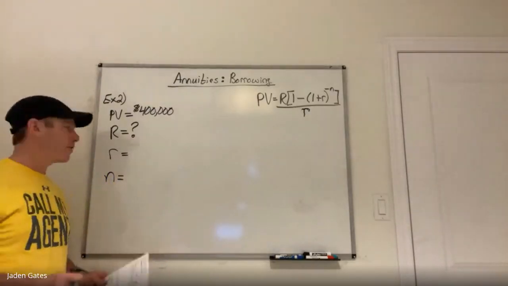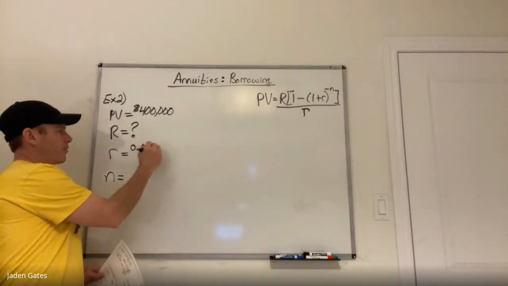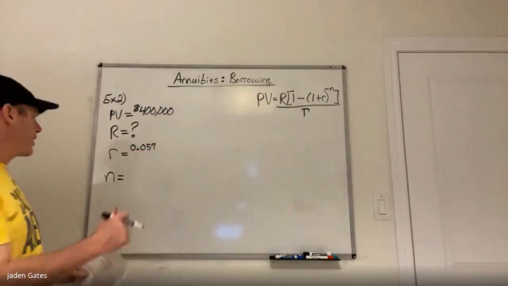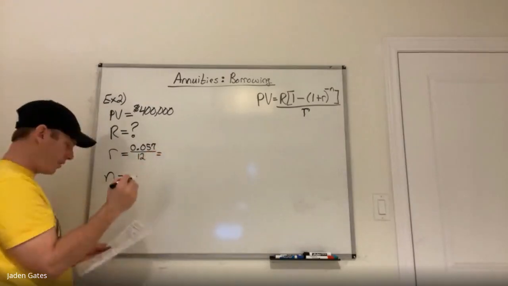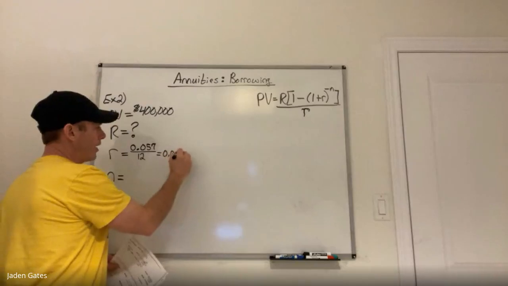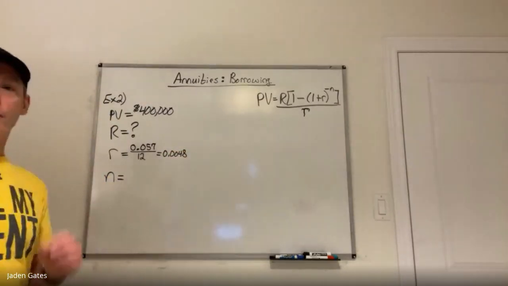It is 5.7% compounded monthly. So again, I'm going to convert that to a monthly interest rate. First I convert the percentage to a decimal, and then because it's monthly, I have to divide it by 12 to cut it into 12 parts. And I end up with 0.0048.